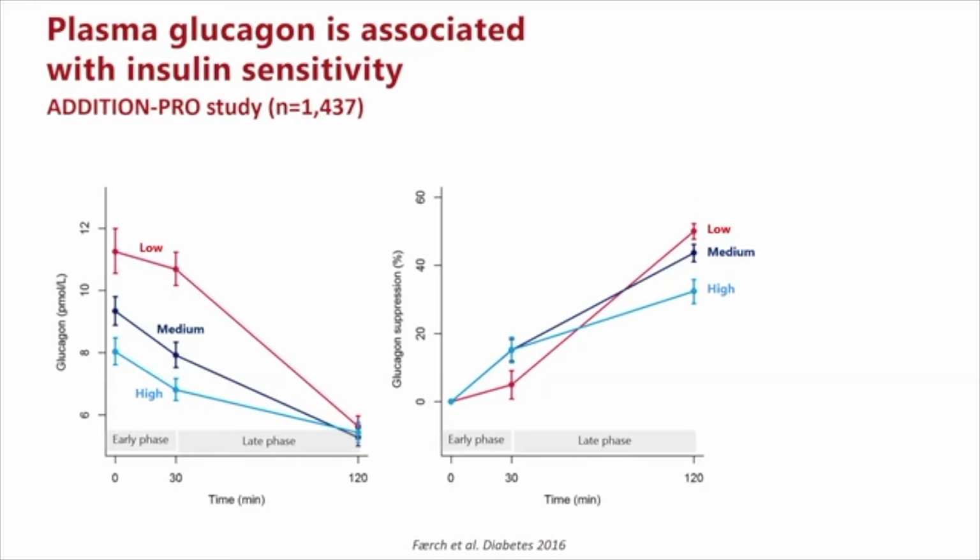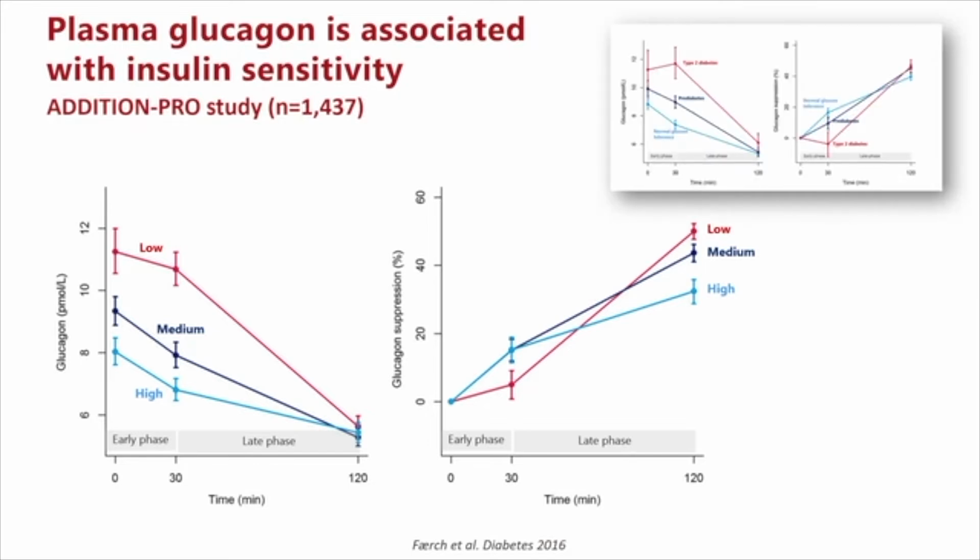We also studied the relationship between insulin sensitivity and glucagon in this population from the Addition Pro study. So here we subdivided the population. We stratified them by the degree of insulin sensitivity, to have a high degree of insulin sensitivity, a medium or low. So that means the red curve is people who are insulin resistant. And here we literally saw the same patterns as we identified in people with type 2 diabetes. So those who were most insulin resistant had the same glucagon response as those with type 2 diabetes. And for the medium degree of insulin sensitivity, we found the same as in people with prediabetes.